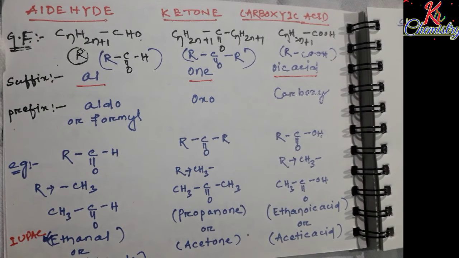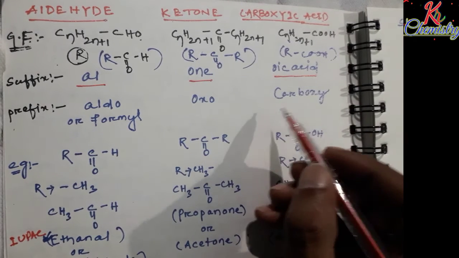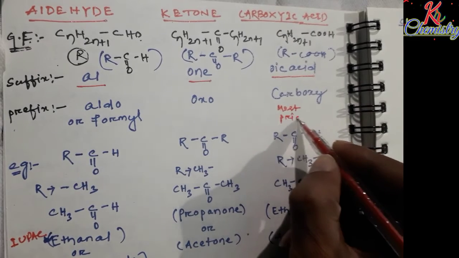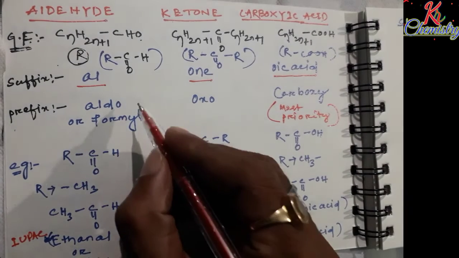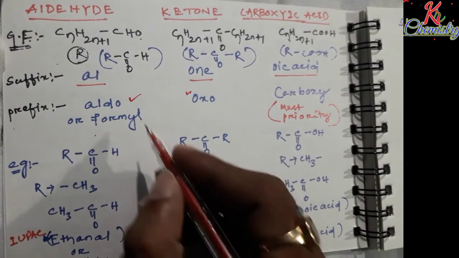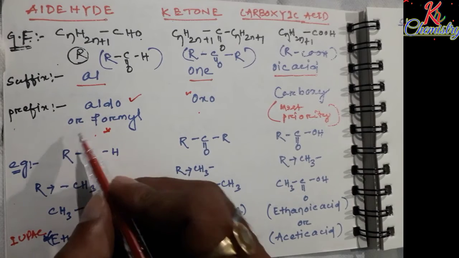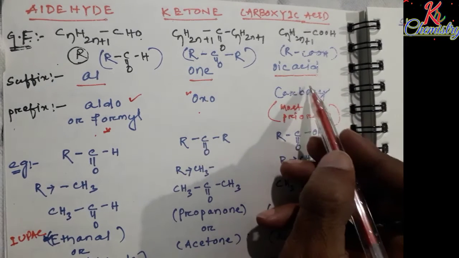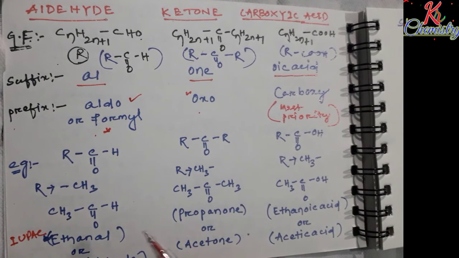If there are two or more functional groups in an organic compound, then one of the functional groups is the priority group. Between aldehyde, ketone and acid, the highest priority group is the acid group. And between aldehyde and ketone, aldehyde has higher priority than ketone. Then we can use aldo or formyl as the prefix for aldehyde, oxo for ketone, and carboxy is the prefix for carboxylic acid.